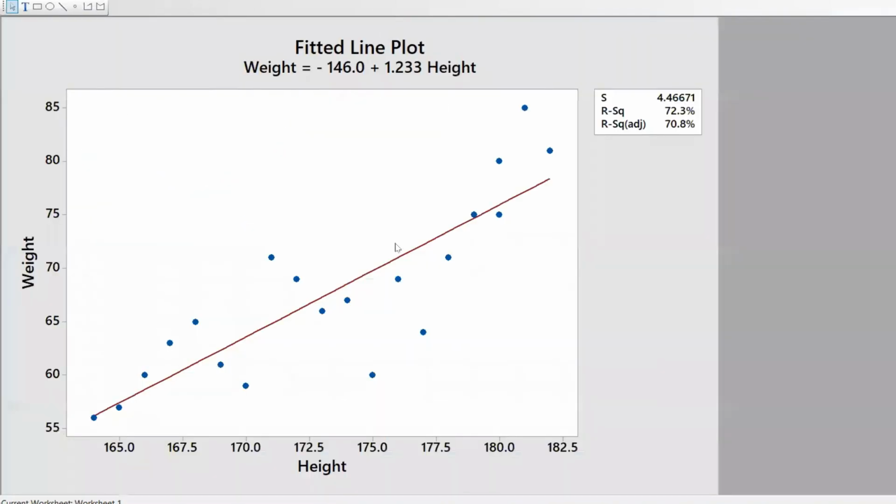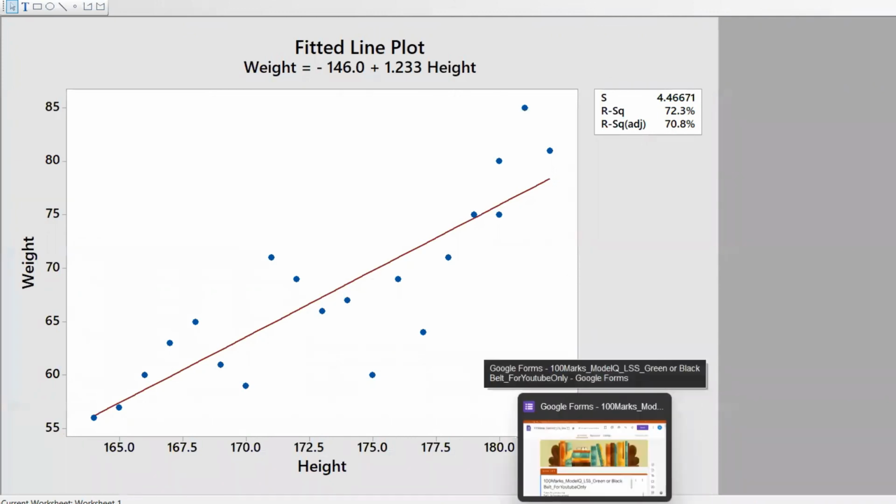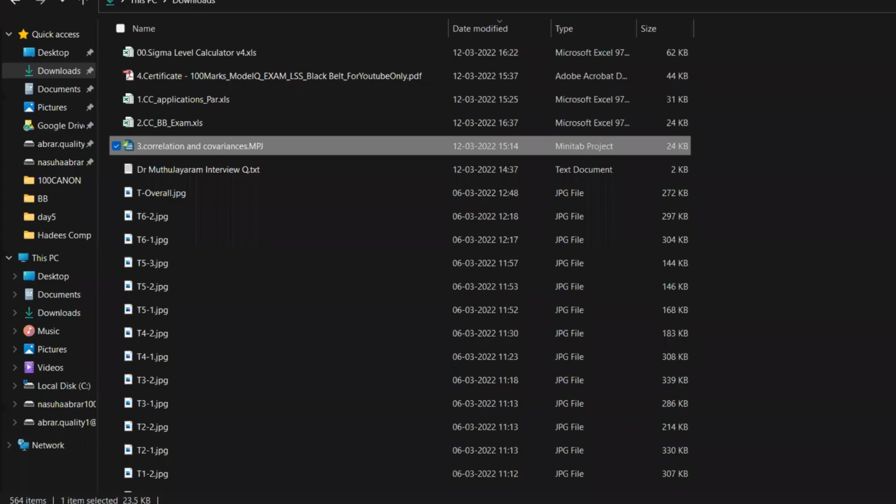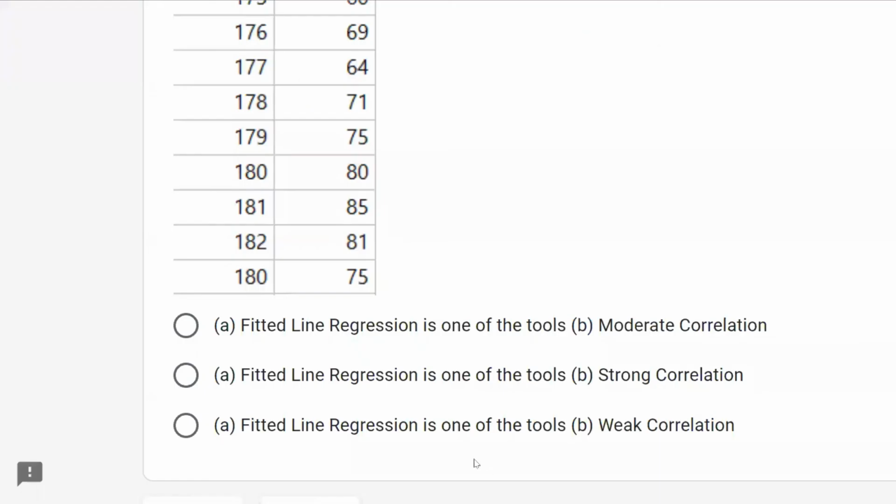And you can see here the R square value is 72. That is moderate; 80% and above is considered strong. 0.72 is considered moderate. So I will go back to the question. I will say it's a moderate relation. It's a fitted line we have used as one of the tools, and it's a moderate one.